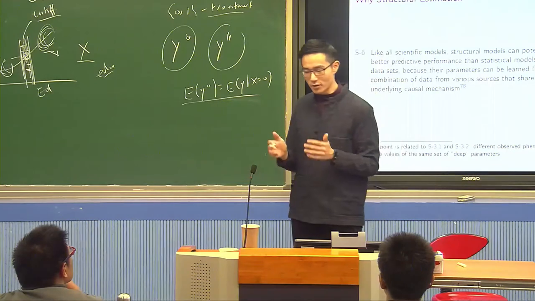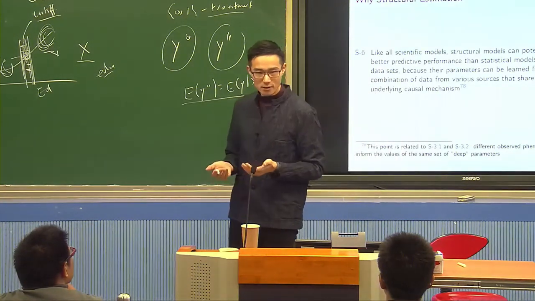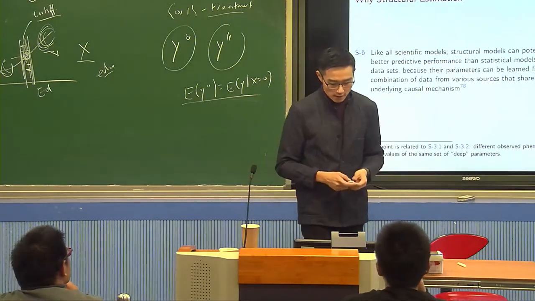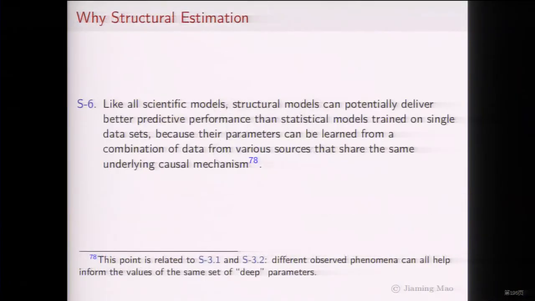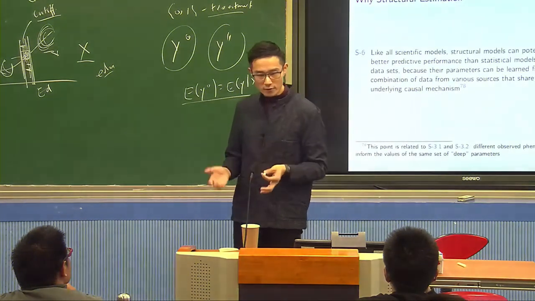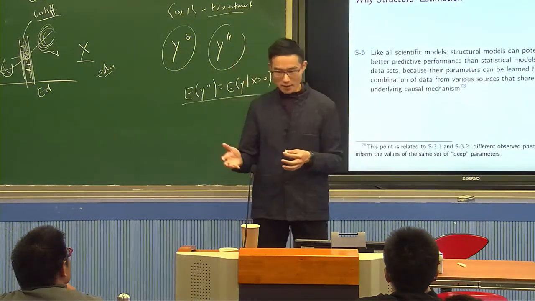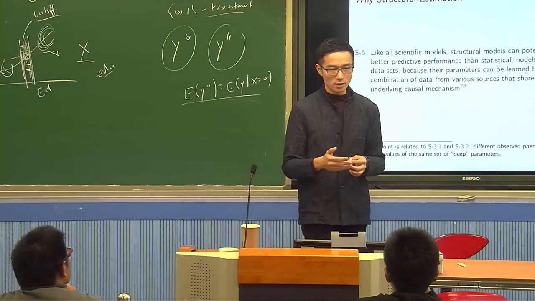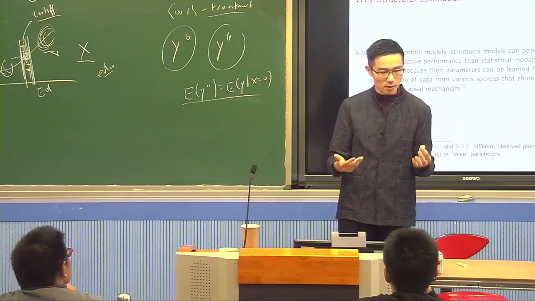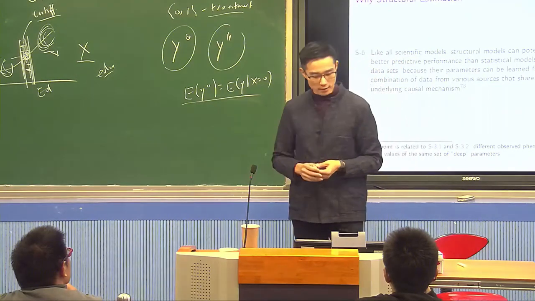The problem in economics is that we don't have very good models, and that's really the problem. Once you don't have very good models, then all these things are moot. So that brings us to the drawbacks of structural estimation. Like I said last time, if you don't have good models, then it's garbage in, garbage out. In the sense that your structural model would deliver actually worse results than using a statistical model in a reduced-form way.